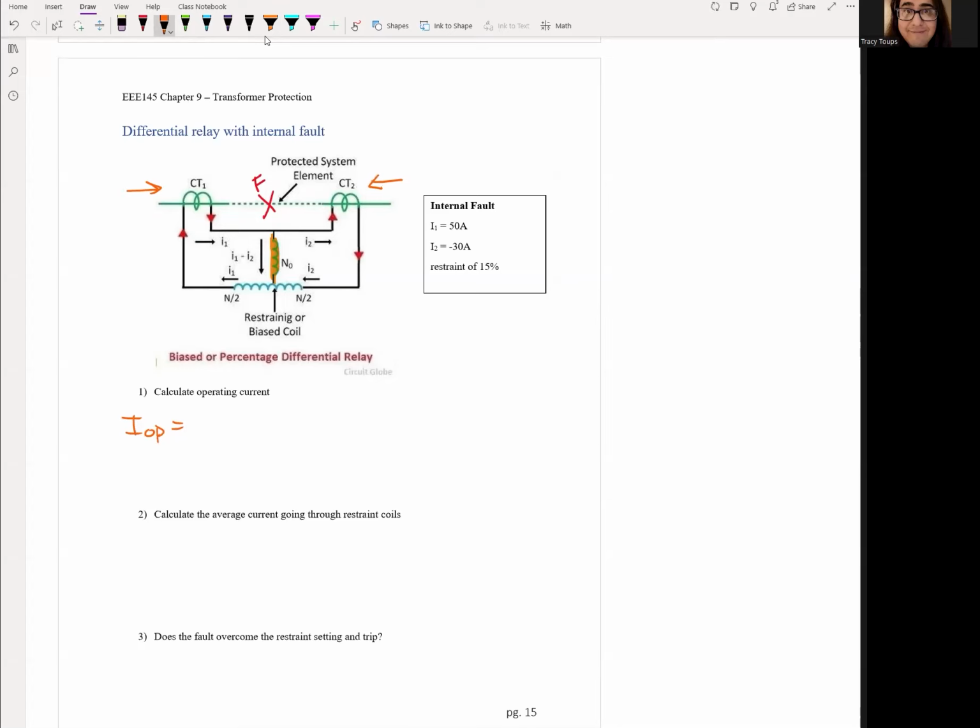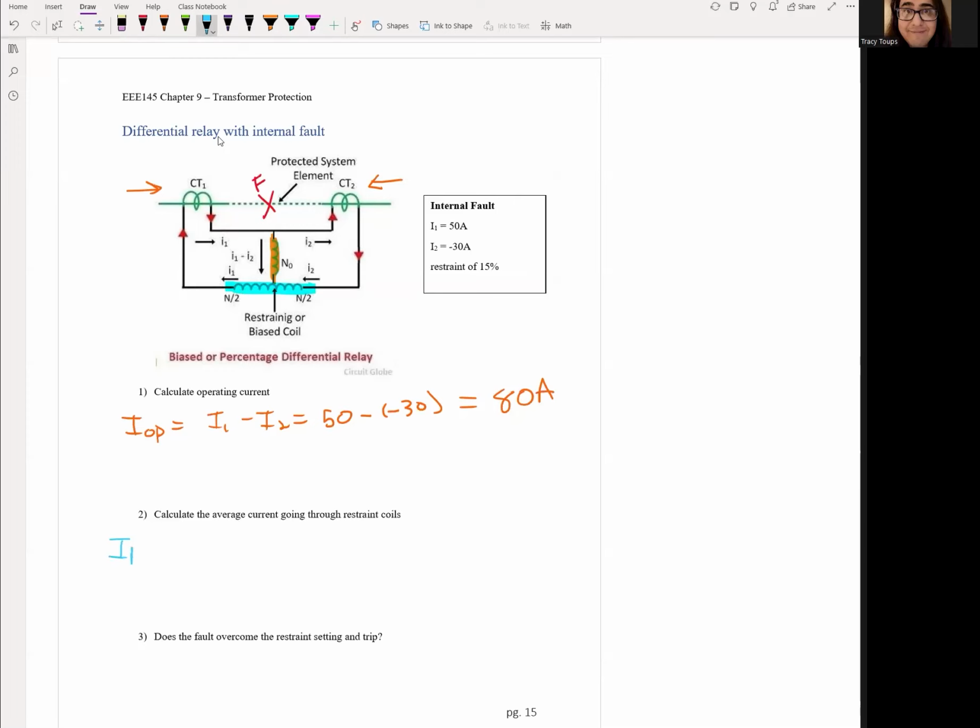And let's say the current is a little bit different this time. So I operating is I1 minus I2, which in this case is 50 minus a negative 30, which is equal to 80 amps, right? So immediately you can see alarm bells, 80 amps into the coil is definitely fault level. Something's wrong. But let's double check to make sure the restraint coil is not going to block us. So let's go ahead and do the restraint coil. Remember, that's this one right here.